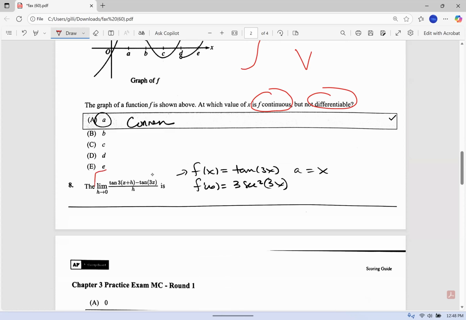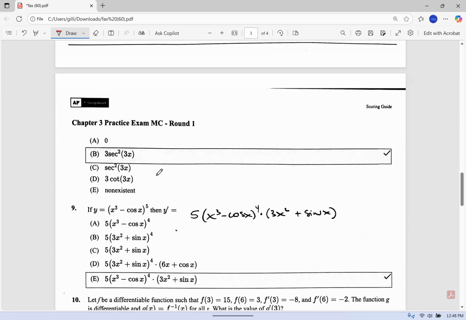In number 8, we've seen this time and time again. This is your definition of derivative. So to invoke this limit, we have to recognize the function, and the function is tangent of 3x at a equals x. The derivative is 3 secant squared 3x, and that came out to be choice B.